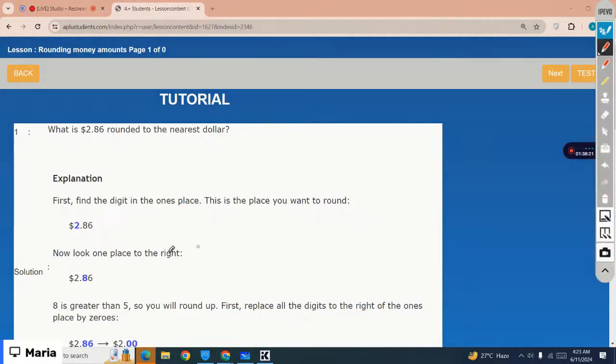So after the whole number, the first digit is 8. And you have to compare 8 to 5. 8 is greater than 5. That means you need to round up. You need to replace these two digits with 0 and add 1 to the whole number. So that would be $3.00.